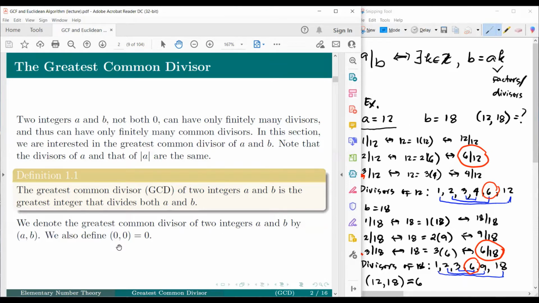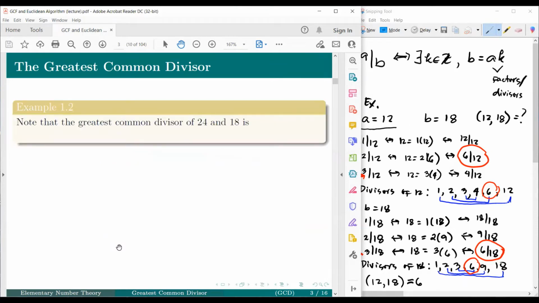So let's have another example. We note that the greatest common divisor of 24 and 18 is 6. You can check this using the concept of divisibility as I did a while ago. So it is written as this.